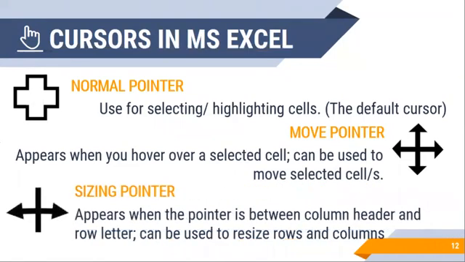Sizing pointer. So this one appears when the pointer is between the column header, taas po, and the row letter yung nasa gilid. And this can be used to resize rows and columns. So halimbawa, hindi natin makita yung lamang data ng isang cell, pwede po nating i-resize yung cell na yon. So kapag hinover around natin sa pagitan ng dalawang numbers or ng dalawang letters, mag-a-appear po yung sizing pointer.